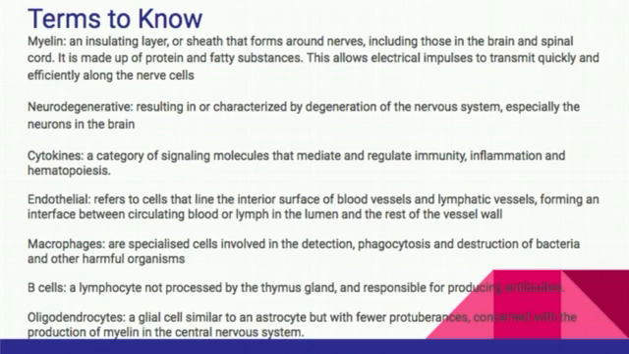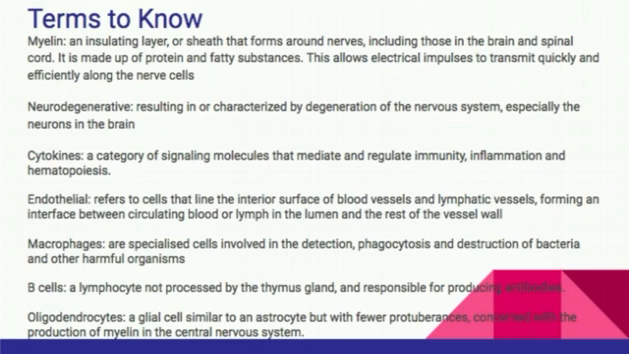It is made up of protein and fatty substances, and this allows electrical impulses to transmit quickly and efficiently along the nerve cells. The second one is neurodegenerative, which is resulting in or characterized by degeneration of the nervous system, especially the neurons in the brain.